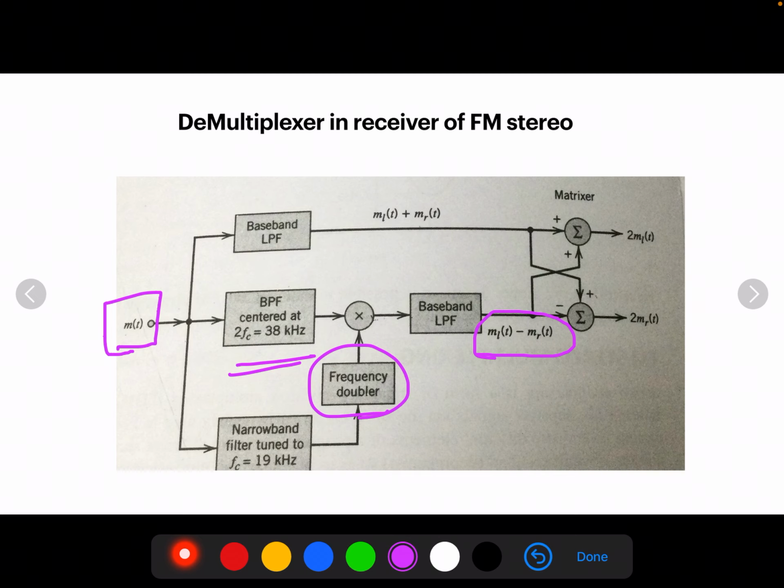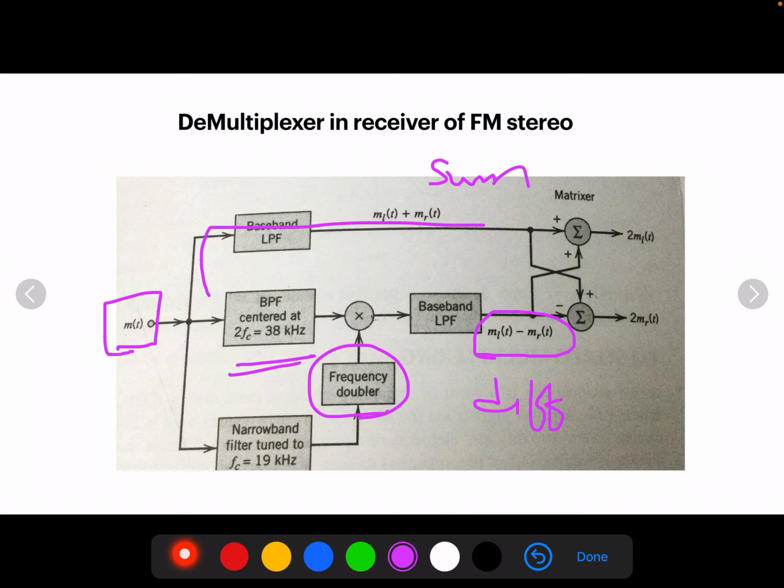So the baseband low pass filter at the top of the figure is designed to pass the sum signal, and this one is the difference signal. So finally what happens is, the simple matrixer reconstructs the left hand signal M_L(t) and the right hand signal M_R(t), and then it applies them to the respective speakers. So this is how the FM stereo receiver works. Basically we are doing the separation of the multiplexed signal at the receiver side.